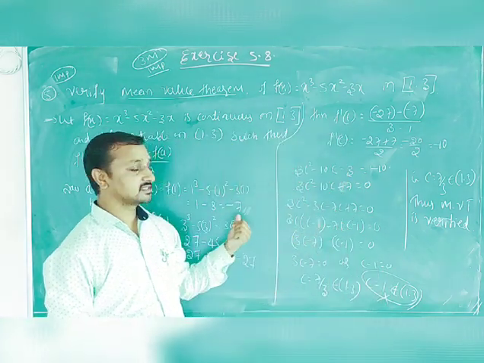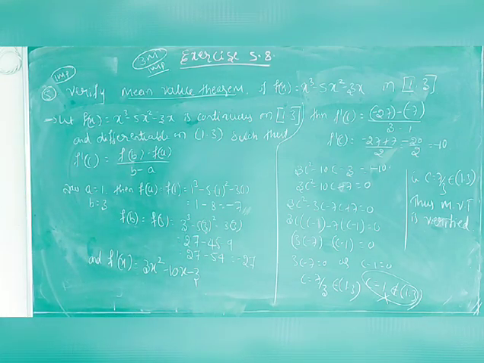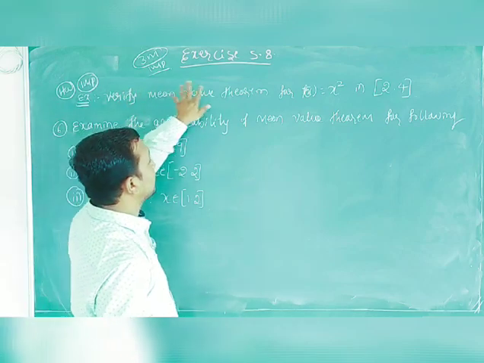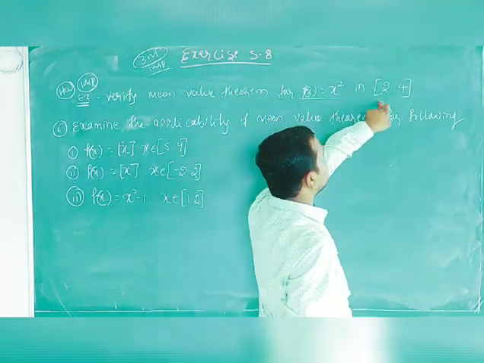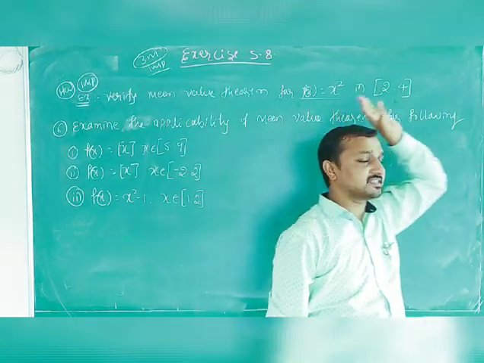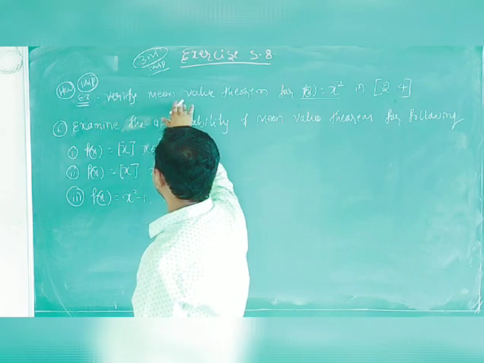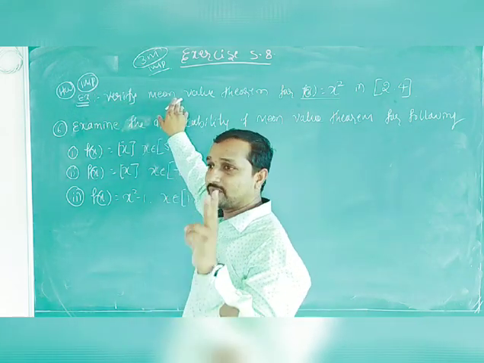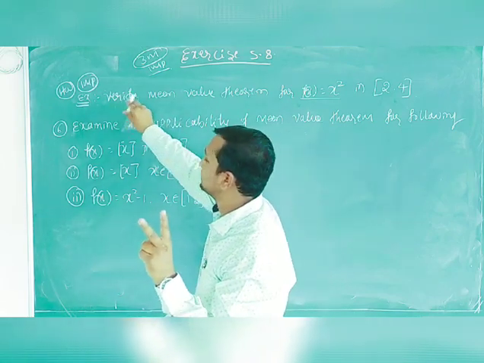Okay. First of all, write down this example, then I will give it. Okay, write down. Students, this is also an example. Verify mean value theorem for the function f of x equal to x square in the interval 2, 4. This is a very easy example and very important example. So you people try this example. Already I solved 2 examples on mean value theorem, so you can solve this example.